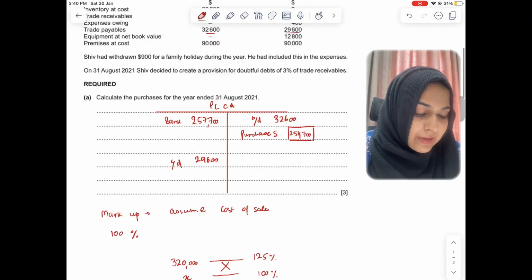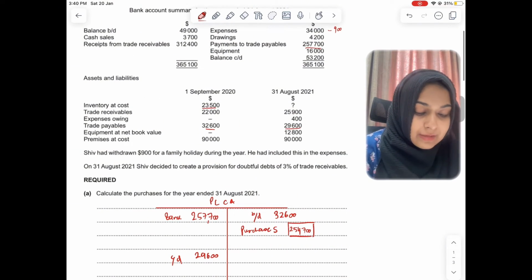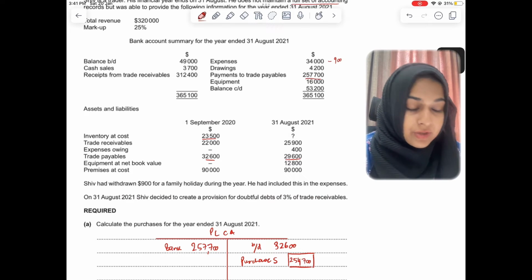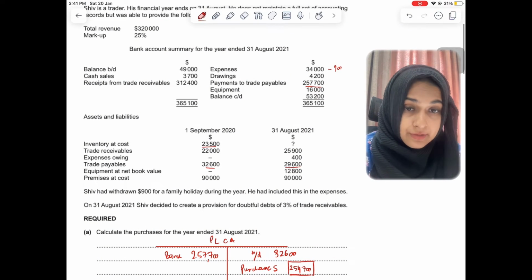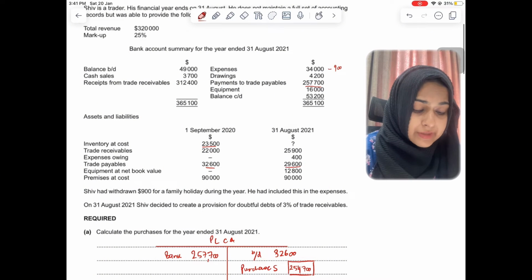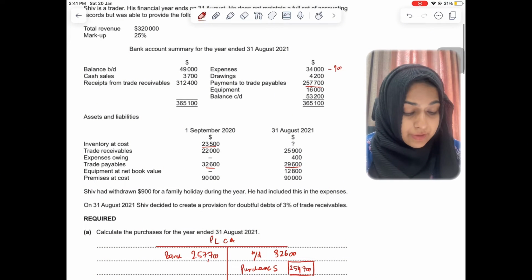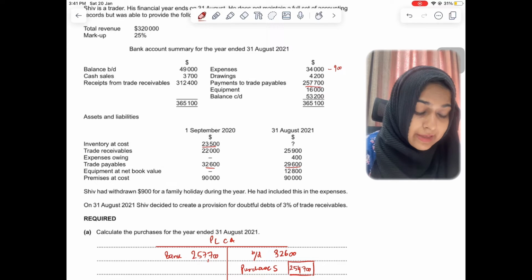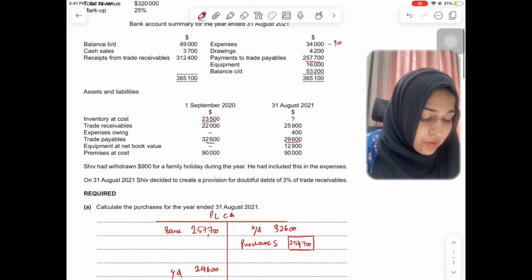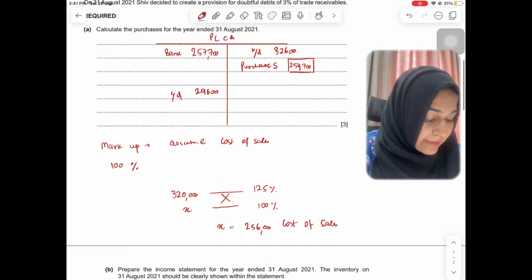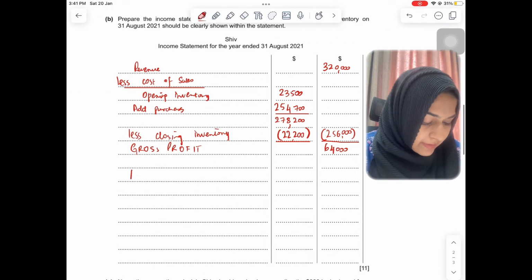Then we have to see if we have any other incomes here. So total revenue was given here, that was 320,000. It was a combination of cash sales and credit sales. There is no other income. I know this because on the debit side I don't see any other income, any other receiving of money on the debit side of the bank account. So I just move on to less expenses.